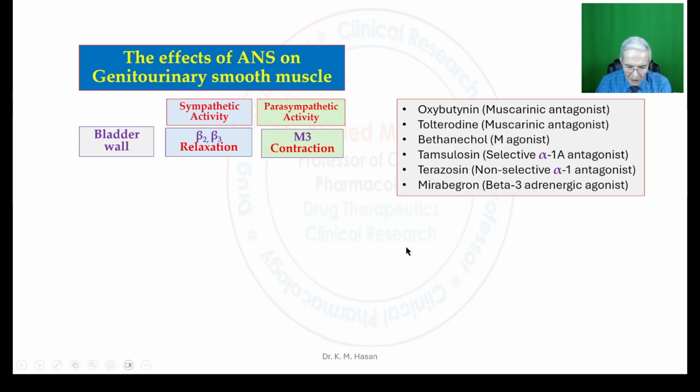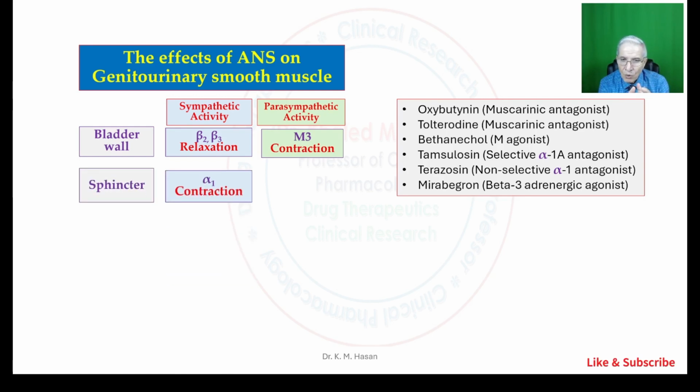Okay, moving to the sphincter. We have the alpha 1 receptor, and we already covered that in the previous slide, the distribution of receptors in the bladder. We have the M3 receptor, beta 3 receptor, alpha 1 receptor, then we have nicotinic receptor in the bladder. I recommend you go and review that slide about the bladder wall and sphincter. So we have alpha 1 in the sphincter, then we have the M3 receptor. If you activate the muscarinic receptor in the sphincter, the result will be relaxation.